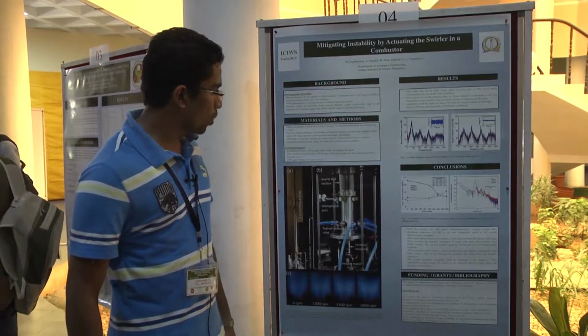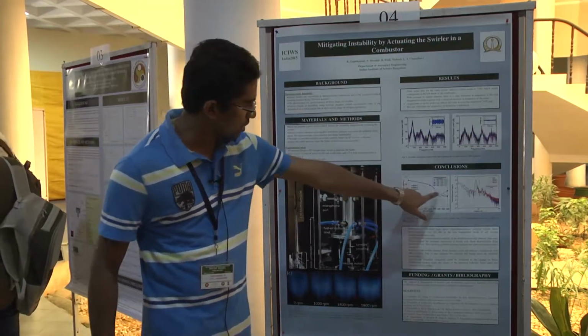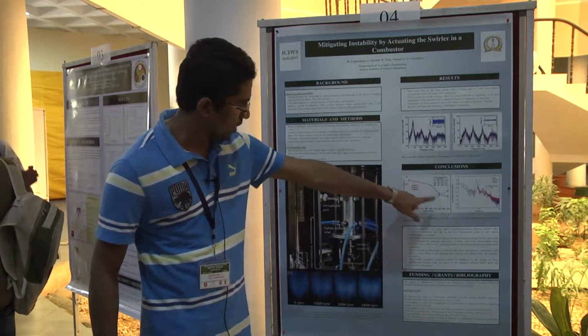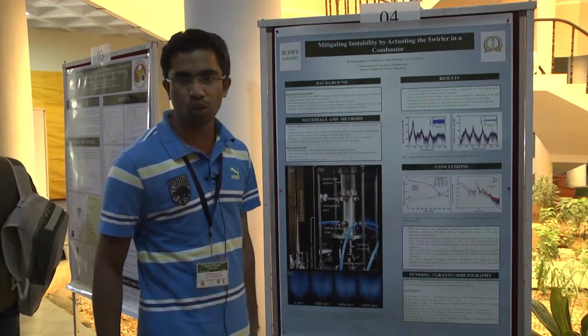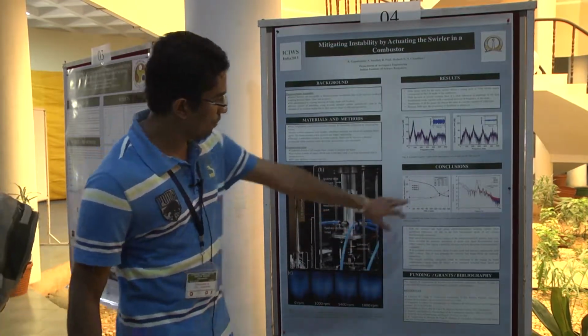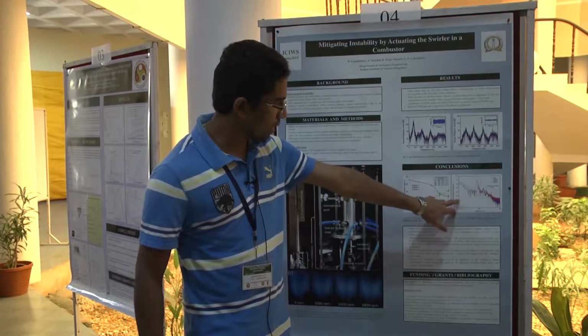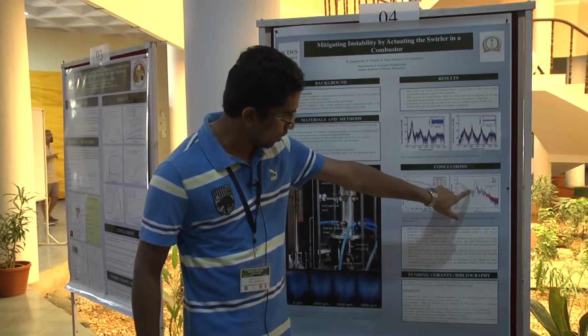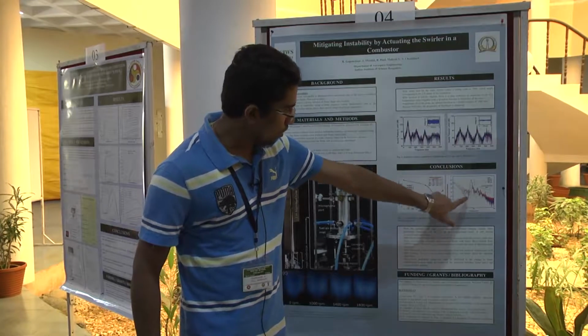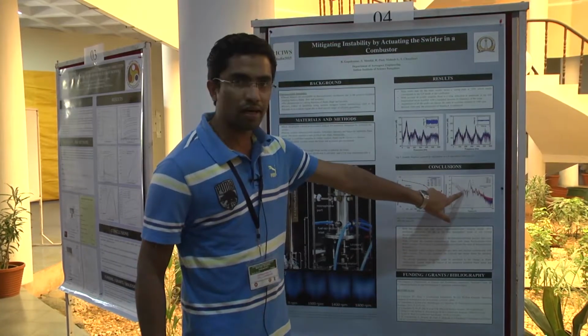And on conclusions, you can see how this reduction is going on. Mode 1 is reducing significantly, but there is a slight increase in mode 2 and mode 3. And this figure shows line of sight integrated chemiluminescence data. From this one, you can see flame intensity is reduced.